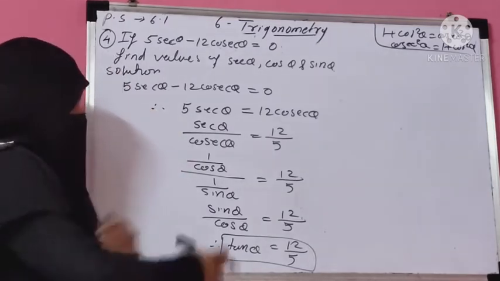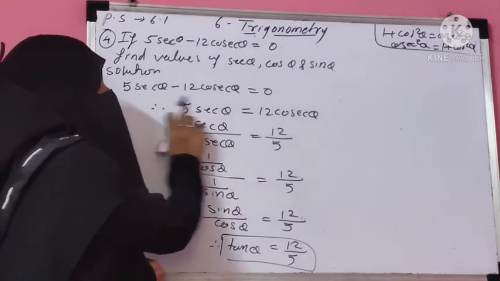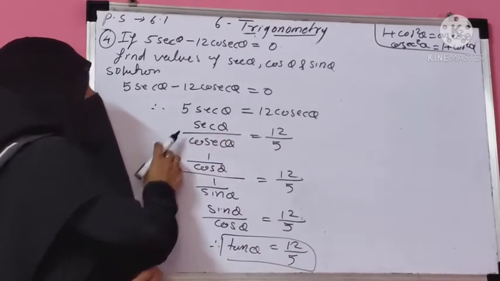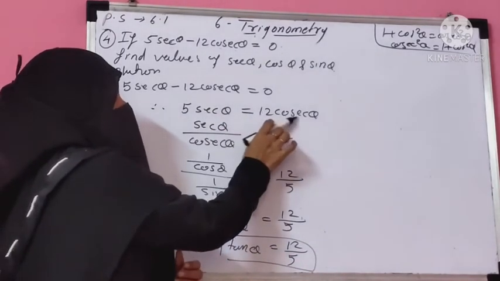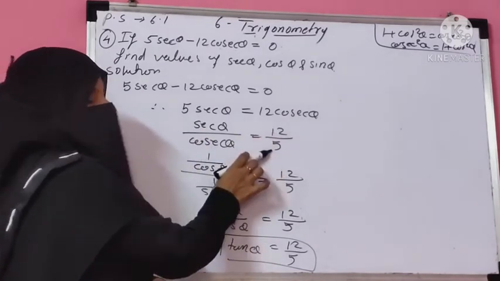Here you get the value of tan theta. Very easy. Minus 12 cosec theta shifted here, then it becomes 12 cosec theta. Then cosec theta here is in multiply, here it comes in divide. Sec theta upon cosec theta is 12 upon 5.